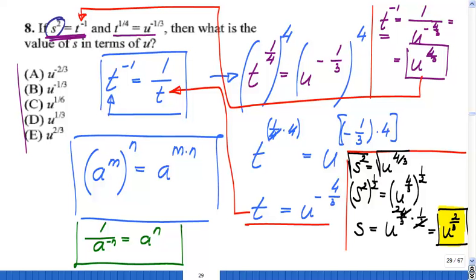I'm looking here at my possibilities. It seems that the right answer is E. And this is one way in which you can solve this problem.